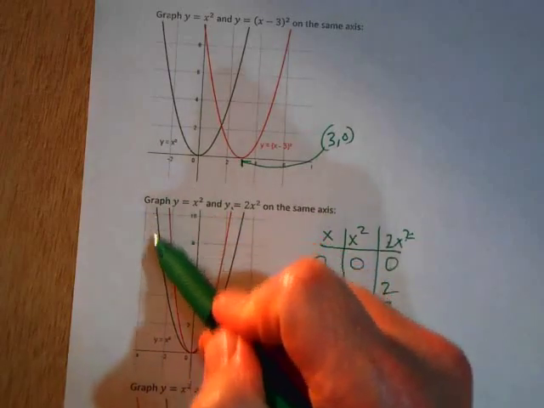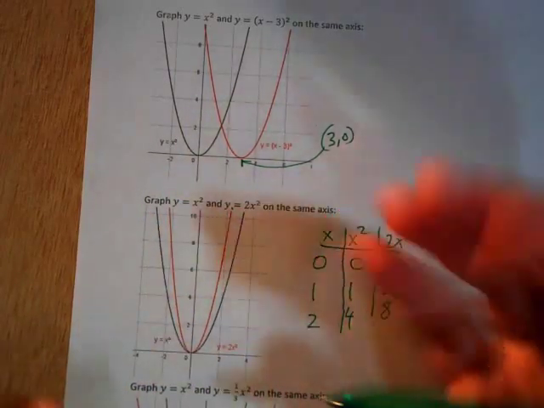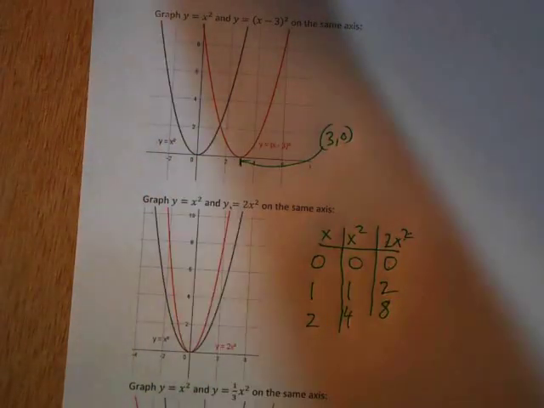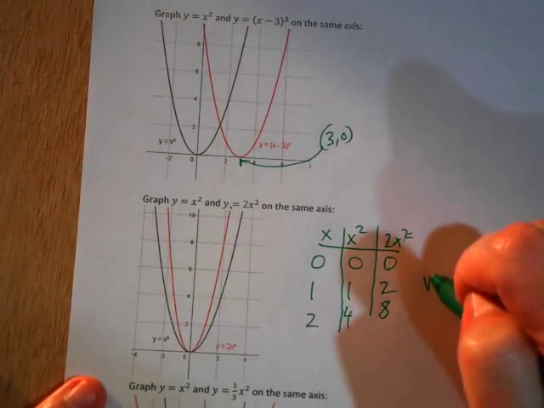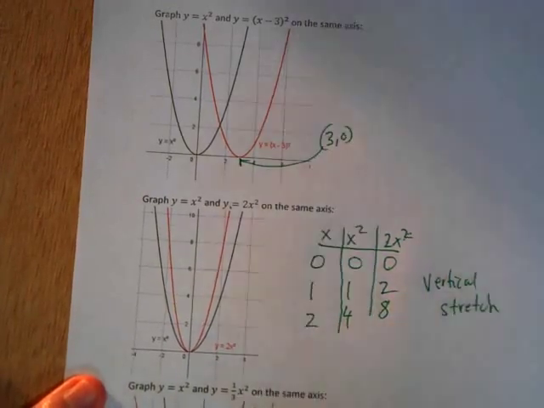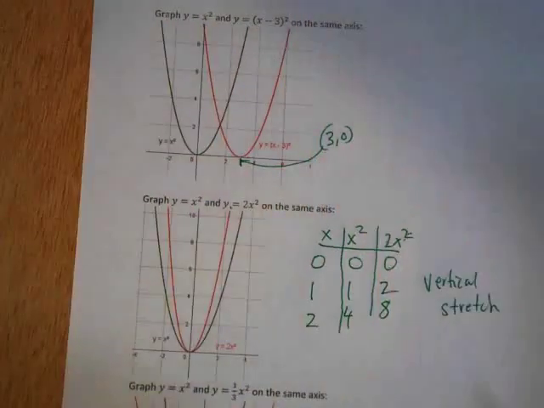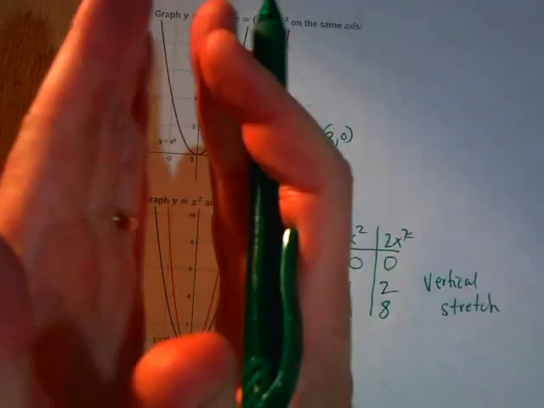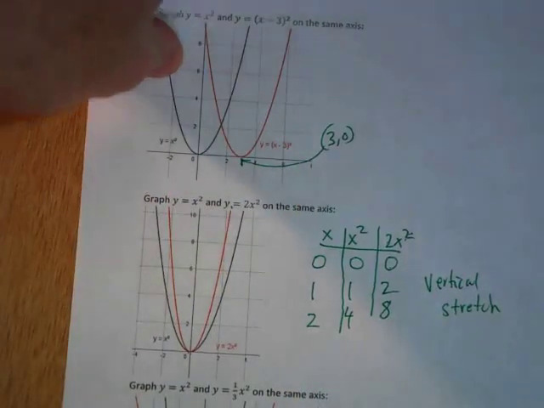So to go from the black graph to the red graph, really what we're doing is we're grabbing the ends of the black graph and stretching it up. So this is called a vertical stretch. You're really pulling the graph up, except the vertex doesn't change, the vertex stays fixed, and you're stretching it upward. You're not really squeezing it sideways. And then we have the same thing here.